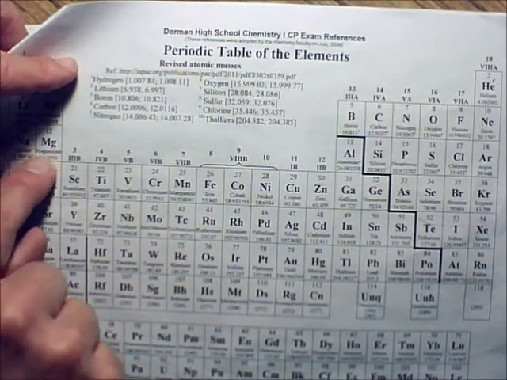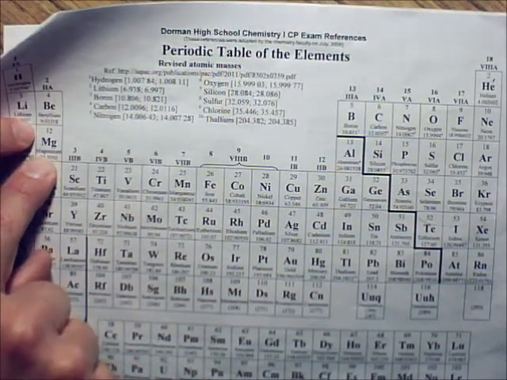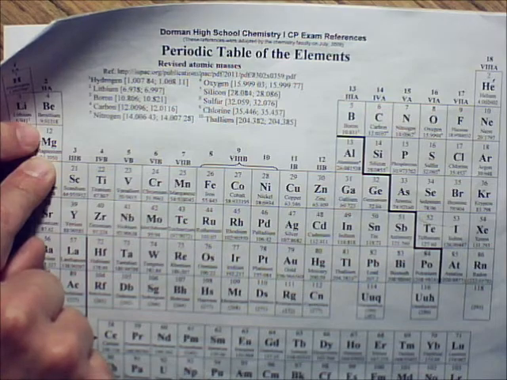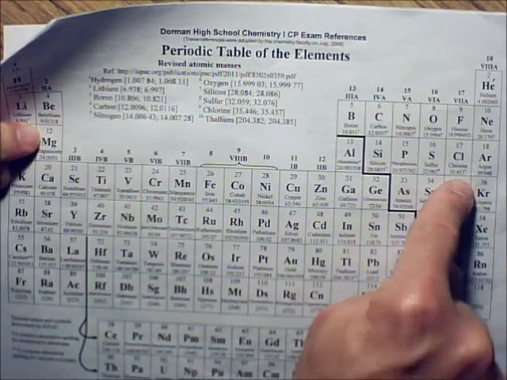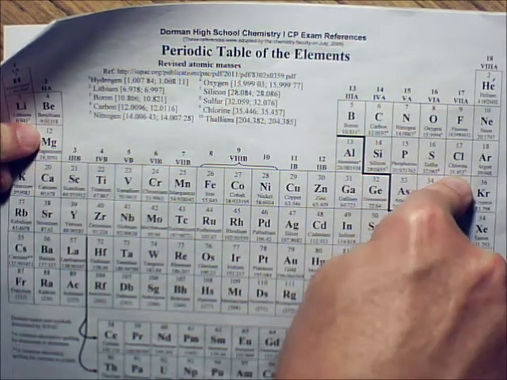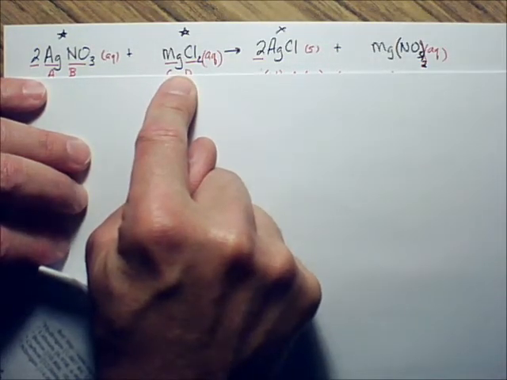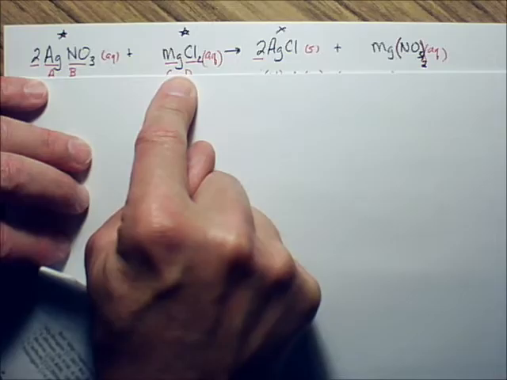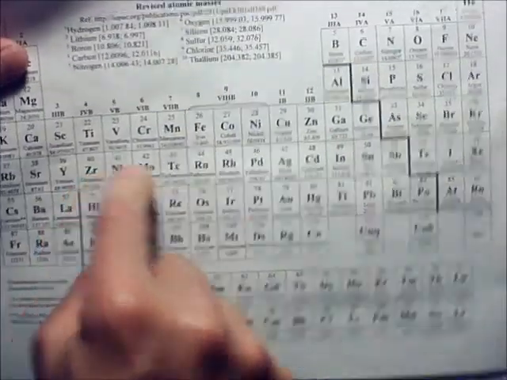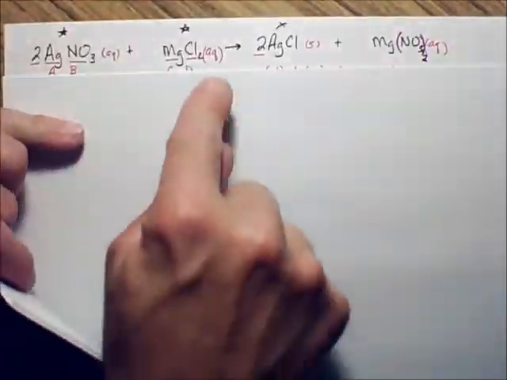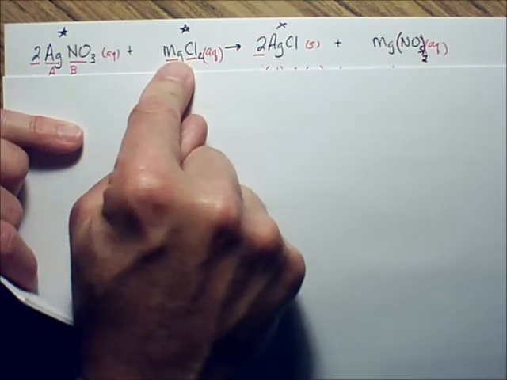So magnesium is right here. Is it a metal or a non-metal? Metal. Chlorine is right here. Is it a metal or non-metal? Non-metal. So is this a metal-non-metal combination? Yes, it is, because it has a metal on this side and a non-metal over here. So it's a metal-non-metal. That's an ionic compound.